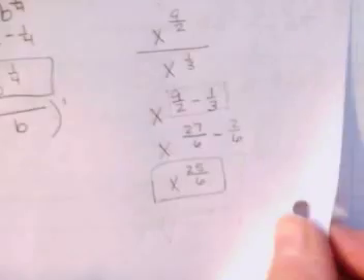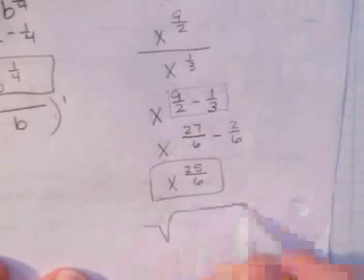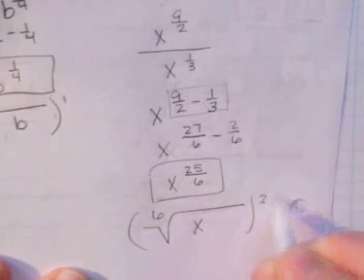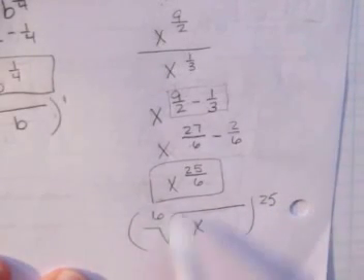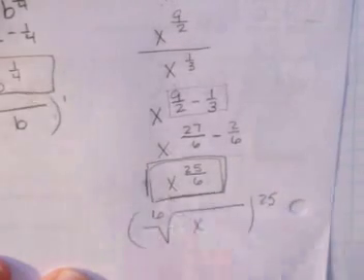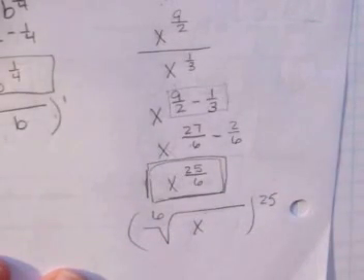Again, we could rewrite that as the 6th root of x to the 25th power. But our instructions say to leave our answers written in exponential form. So this is the answer that we would choose for this problem.